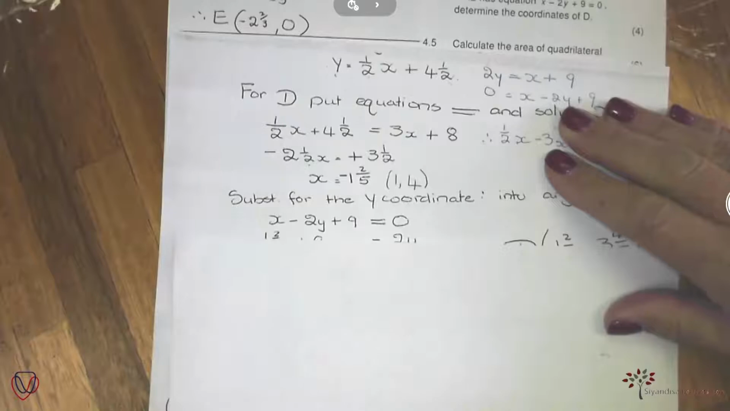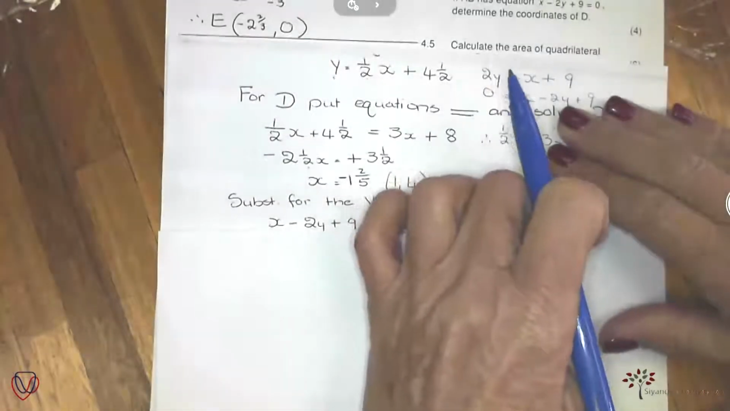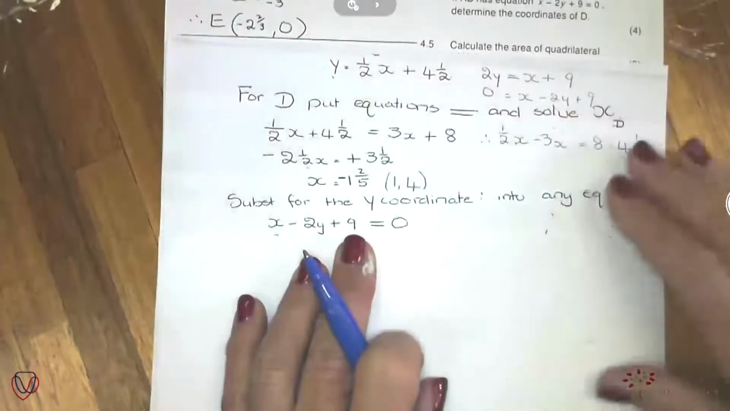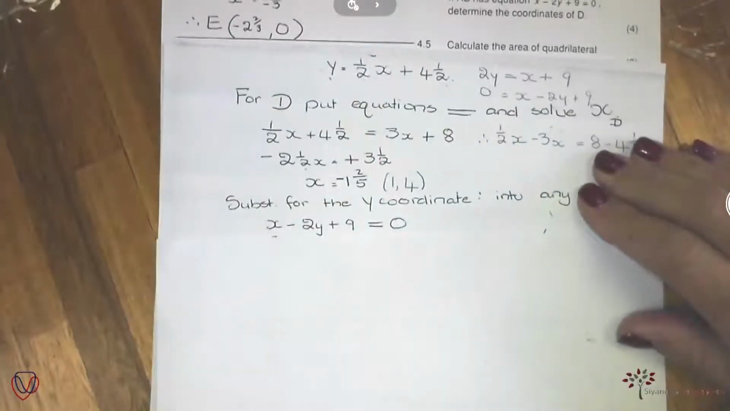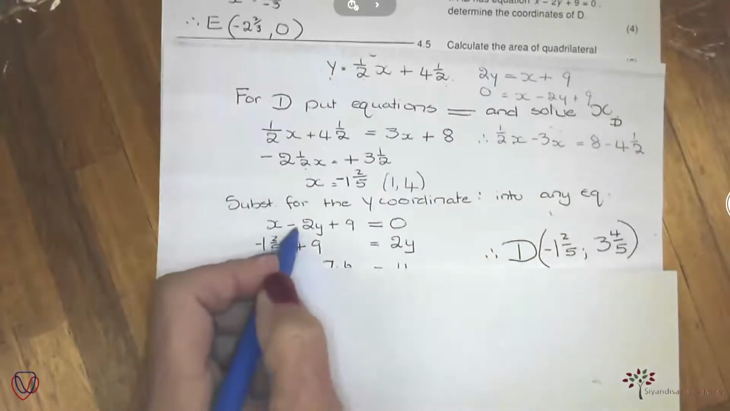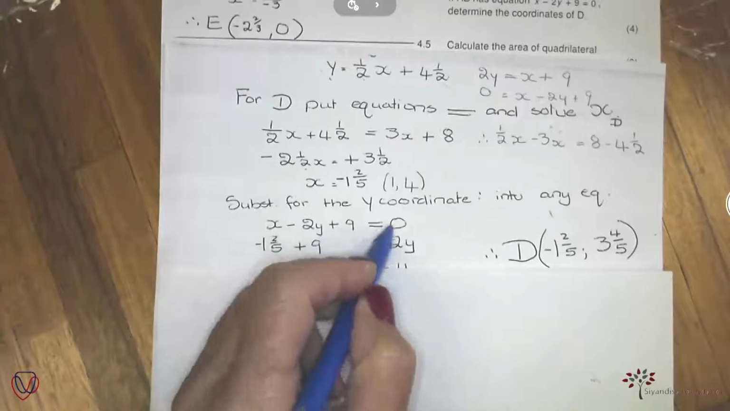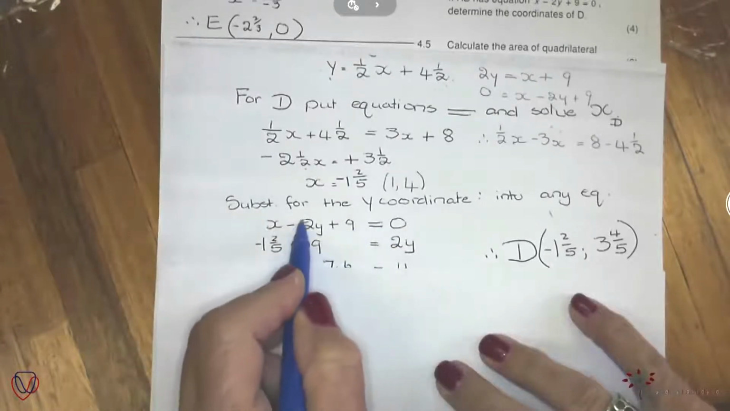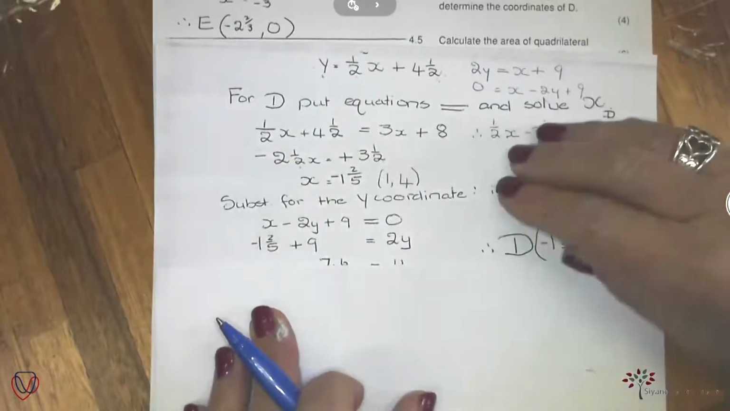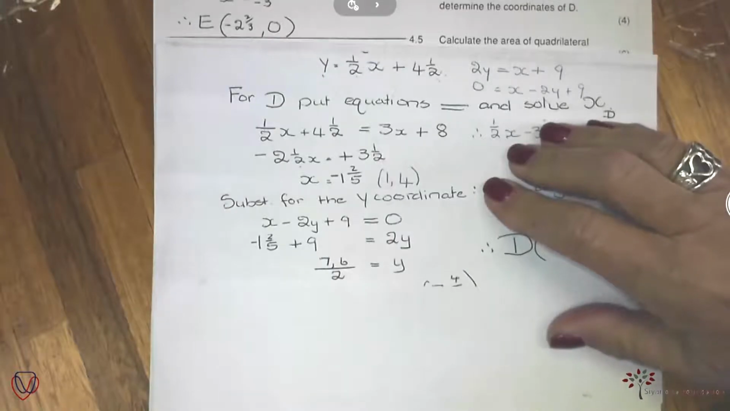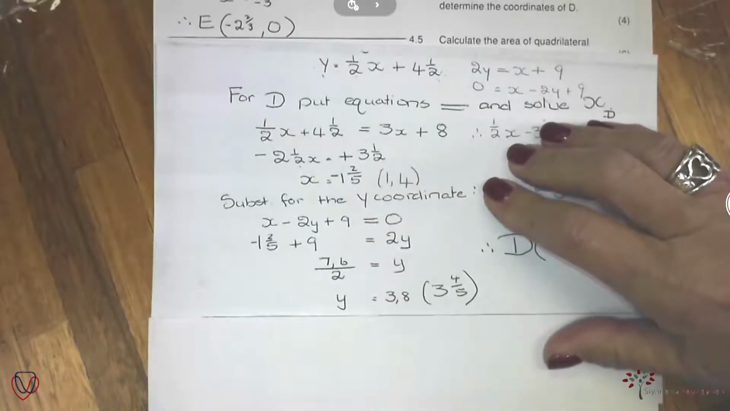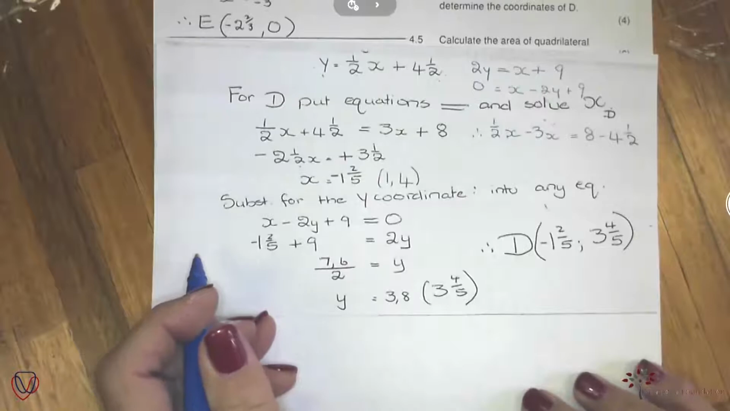And I decided, I don't want fractions. So I took the one that they gave me, which is actually exactly that one. And I substituted the x in there. Instead of x, I put negative 1 and 2 over 5 minus 2y plus 9 is 0. And then I left the 9 here and I took the 2y there, because I wanted to make the 2y positive. And then I divided the answer that I got there by 2. And then I got my y equal to 3.8, which is 3 and 4 over 5.